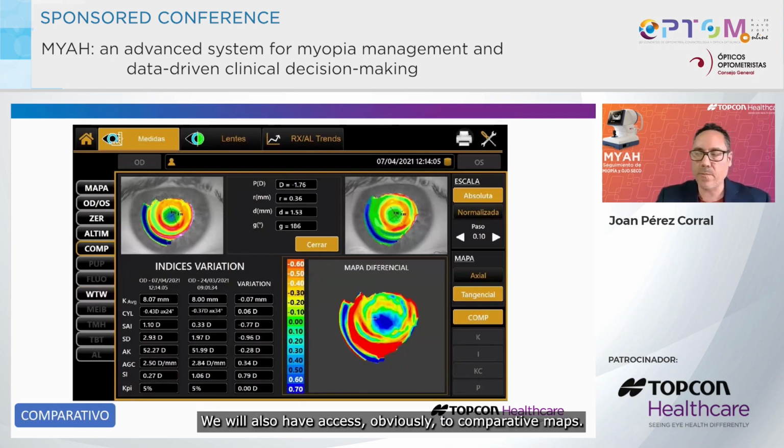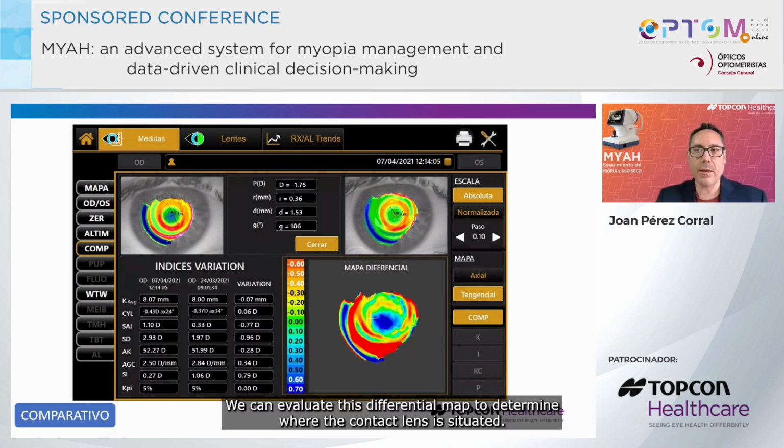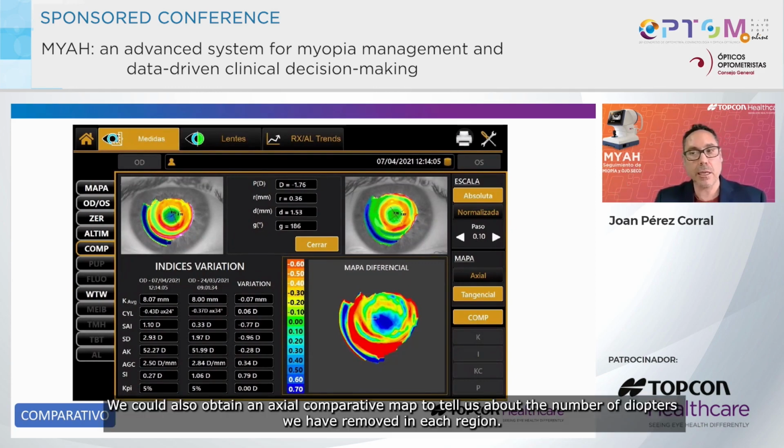We will also have access, obviously, to comparative maps. Comparative maps that we can use as standard in orthokeratology: post-ortho K-map minus pre-ortho K-map. We can evaluate this differential map to determine where the contact lens is situated. We could also obtain an axial comparative map to tell us about the number of diopters we have removed in each region.